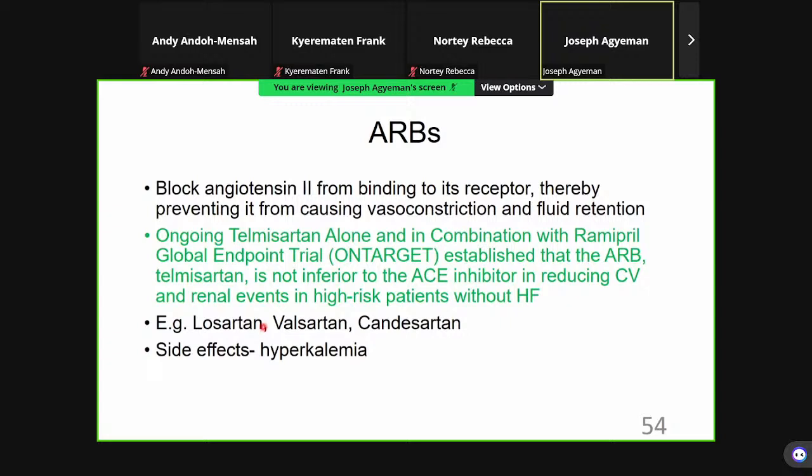I said this is not a class effect. It's not a common thing that all the drugs in the group will do, but losartan can give you an additional uricosuric effect. So with losartan, if you want to reduce uric acid levels and the person has hypertension, that would be a very good candidate for that.